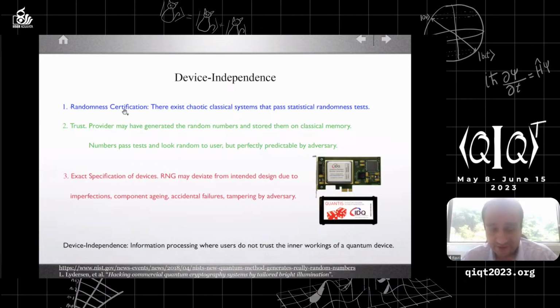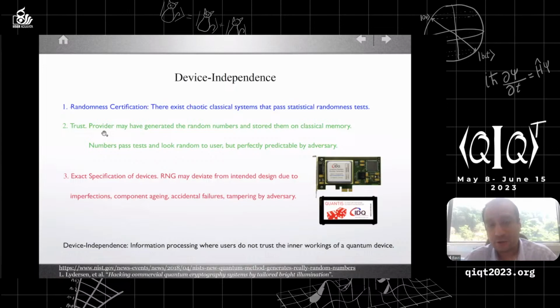You can motivate device independence from a few different directions. One is to certify the randomness: it's not just enough to pass some statistical randomness tests, you also want to say that this is purely random. It has intrinsic randomness like the randomness that we get from quantum systems. Secondly, you want to trust that the bits that you get are truly random from the point of view of any adversary.